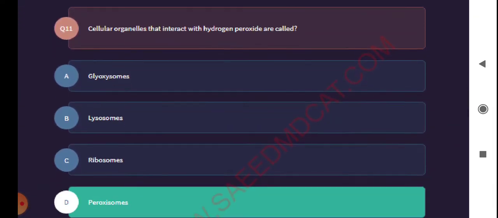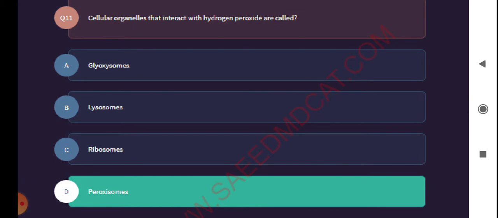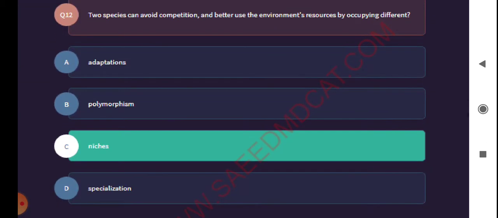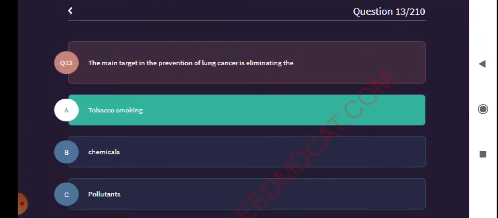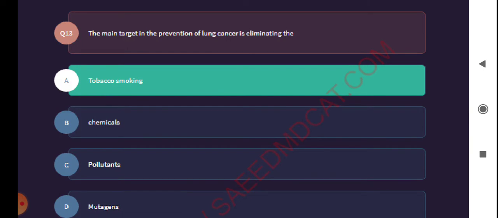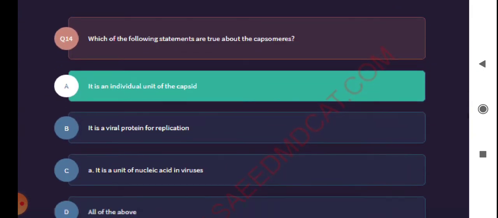Cellular organelles that interact with hydrogen peroxide are called peroxisomes. Two species can avoid competition and better use the environment's resources by occupying different niches. The main target in the prevention of lung cancer is elimination of tobacco smoking.